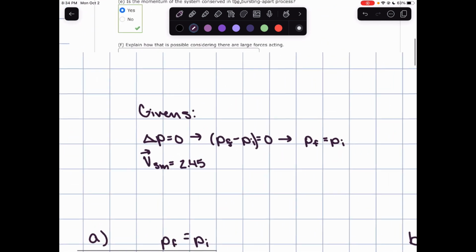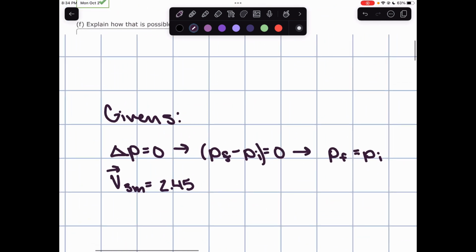Next, let's label our givens. We know that the velocity of the 3m mass is equal to 2.45 meters per second, and we know that the change in momentum is equal to 0, which means the final minus initial momentum is equal to 0, which means the final momentum is equal to the initial momentum. But how do we know that?